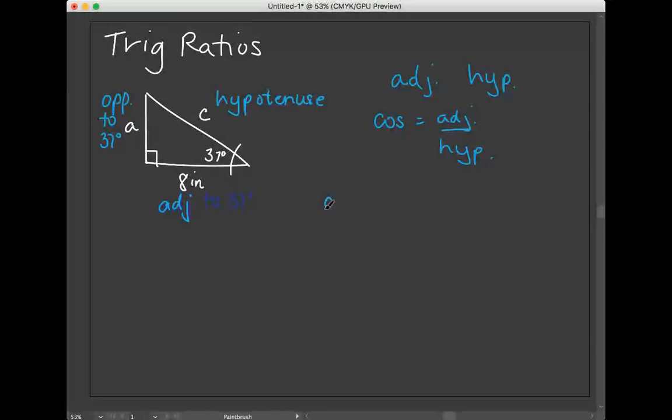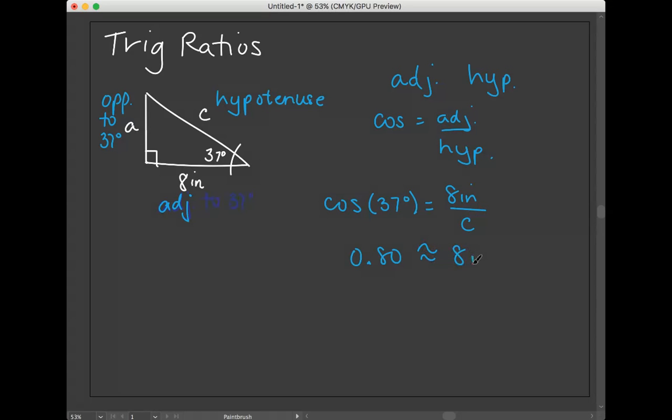So I need the cosine ratio for 37 degrees, which I can look up in my calculator, and that should equal the ratio of 8 inches over the hypotenuse, which let's just call that C. So I've set up my ratio on both sides. I grab my calculator and see that the cosine of 37 degrees is approximately 0.80, and that's very much an approximation. I've rounded, so I need to make sure that I switch now to my squiggly equal signs.